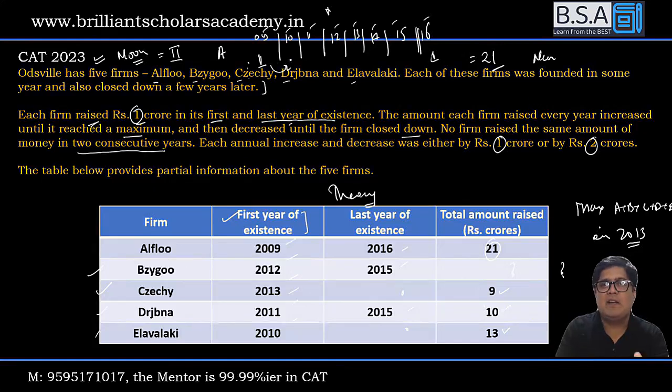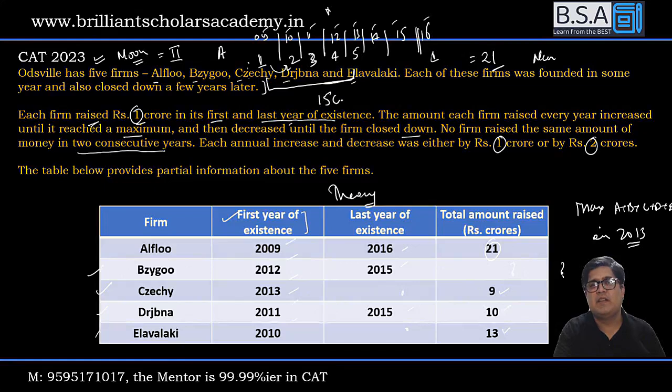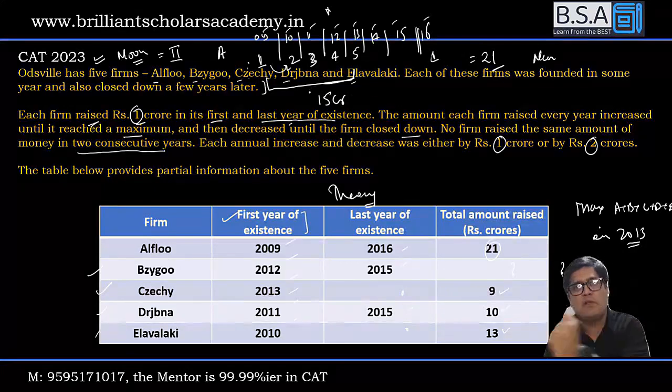Let us say I increased by 1 crore, by 1 crore, by 1 crore. Let us assume that is the peak. 2, 3, 4. Now I am getting, let us say, one more, 5, and let us say I can decrease by 2 or I can decrease by 1. Up to me. What is the addition up to this point? The addition up to this point is 15 crore.